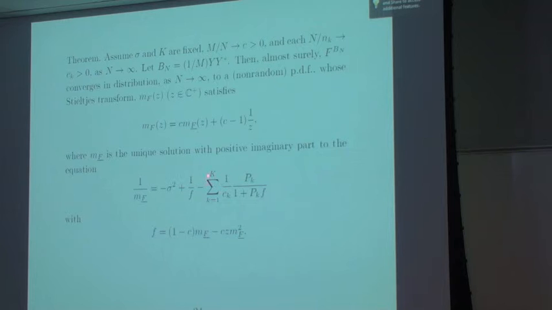Here we're assuming capital K is fixed and everything else blows up. The number of transmit antennas is proportional to the number of receive antennas, so they're all blowing up and going to a positive constant. And you basically solve.